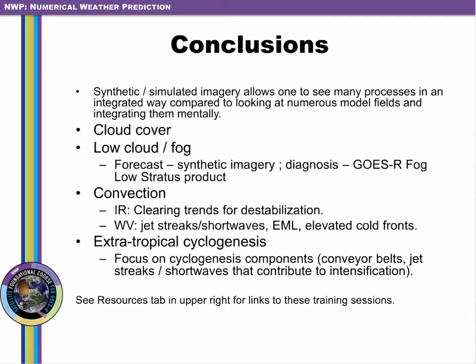With the water vapor bands, look at the jet streaks and short waves. You can also analyze elevated mixed layer, elevated cold fronts, and so forth. For extratropical cyclogenesis, remember to focus on cyclogenesis components such as conveyor belts, jet streaks, and short waves that contribute to intensification.